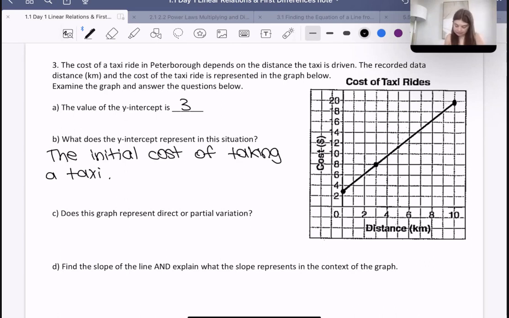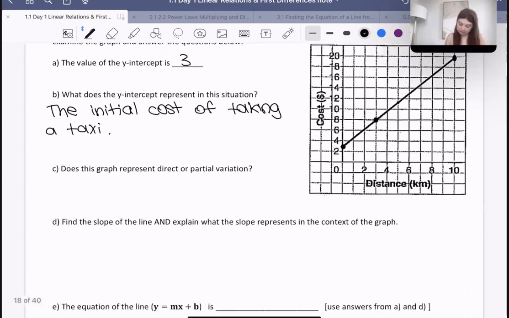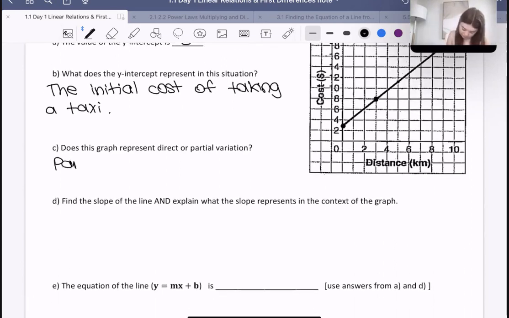C says, does this graph represent direct or partial variation? It represents partial variation. Now, why does it represent partial variation? Well, that's because the y-intercept is not 0. So there is that initial surcharge before we can even take the taxi anywhere. We must pay $3 just to do anything with the taxi.